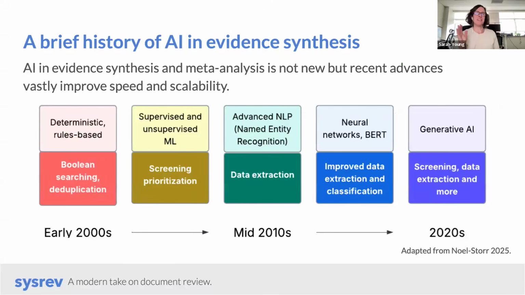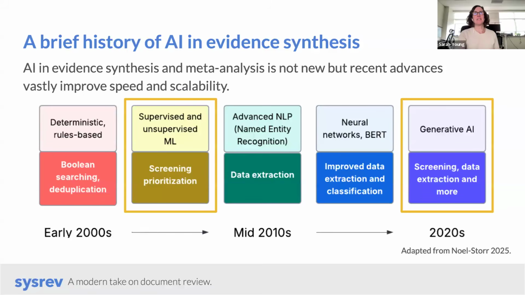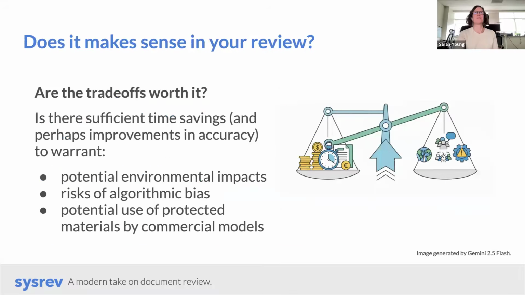I just want to point out AI has been used for decades in evidence synthesis. I'm going to be focusing on two aspects of AI. One that is pretty well established, so that's different kinds of machine learning techniques and screening prioritization. And then the other that is very new, so generative AI and large language models.